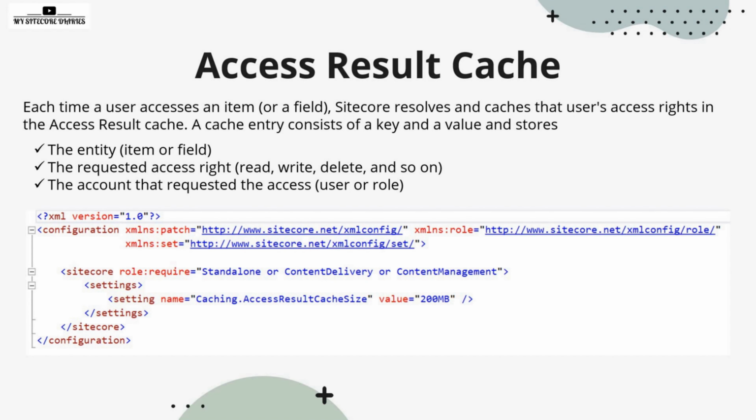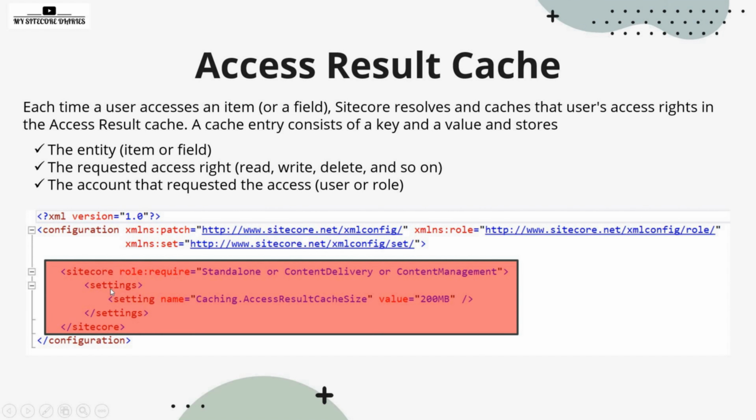Again, you can set that up in the configuration file. This is a patch and you can have it in the settings. If you see in this patch file, we have applied the role, standalone, content delivery, or content management. For all these roles we want to apply the access result cache size, and the value of that cache size will be 200 MB. So it's a simple patch which we can apply and which will store the access result cache. The access result cache is where it stores the roles and permissions in the cache.